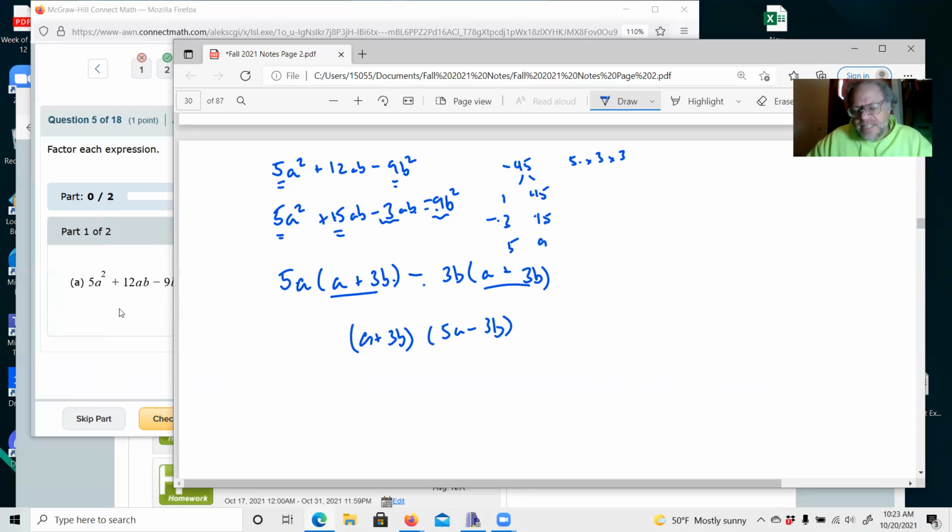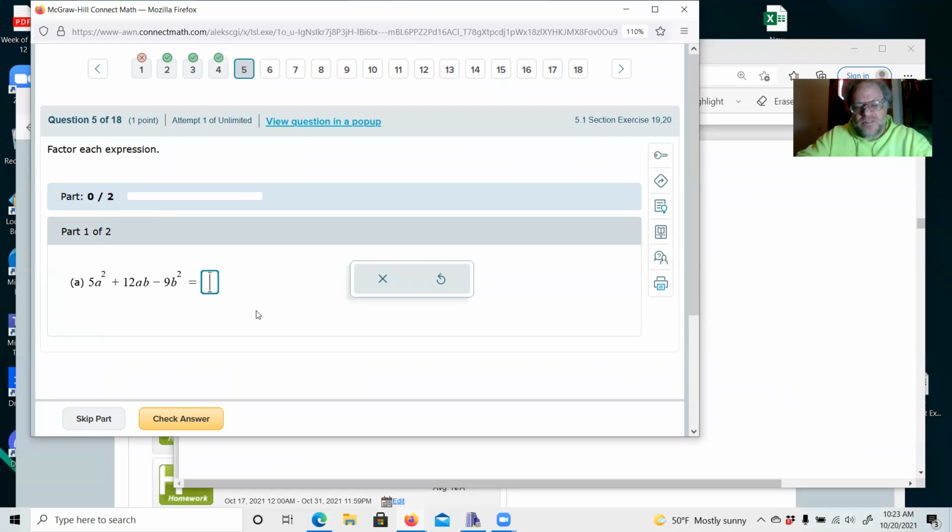So pay attention to these. I like these kinds of problems because I know you don't get enough chances to practice factoring. This just forces you to factor some more. So let's practice. Oh, I didn't write my answer here. This was a plus 3b, parentheses, and then we have 5a minus 3b.